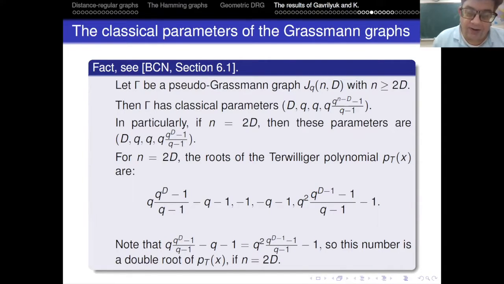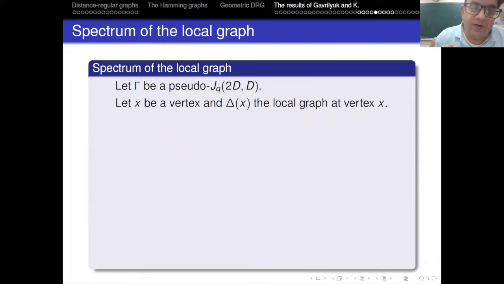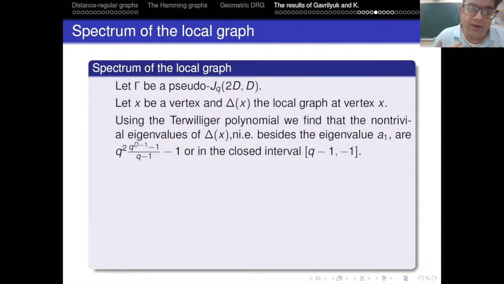So that means that there's only one positive eigenvalue and the rest must be negative. This is for the non-trivial eigenvalues. So I already had this. We got one positive eigenvalue beside the A1. That A1 is clearly bigger than Q squared times this number, or the other eigenvalues must be in the closed interval minus Q minus 1, minus 1.